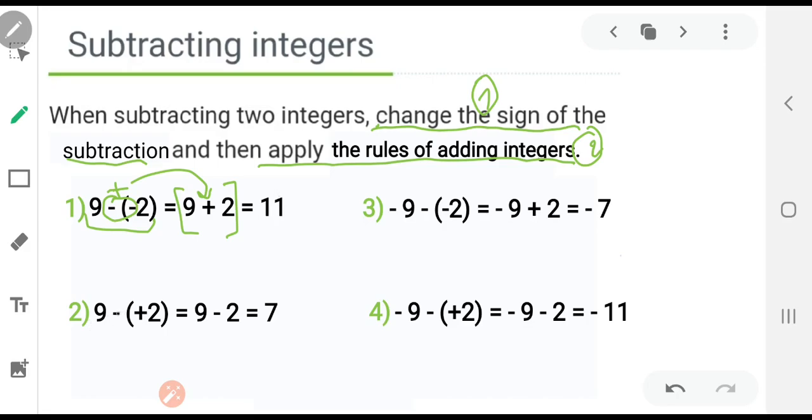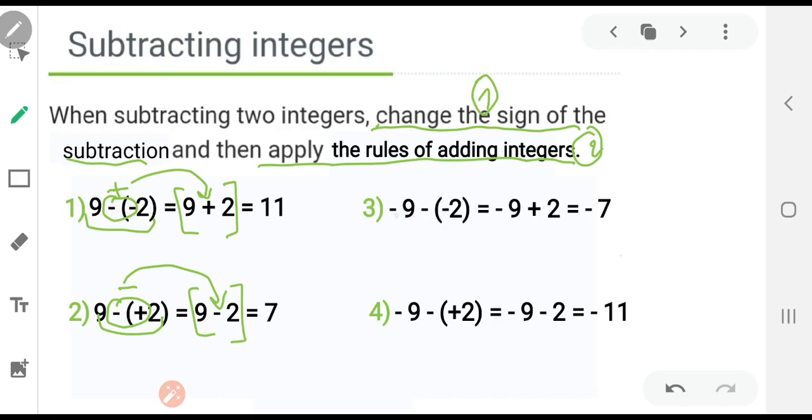Example 2. I have 9 minus plus 2. When you have a minus multiplied by a plus, they will be changed into a minus. So this one over here will be written as 9 minus 2. Now over here, apply the rules of adding integers. I have positive 9 and negative 2. These are two integers with two different signs, so I find the difference. 9 minus 2 is going to be a 7. Now which number is greater? Of course, it's the 9. What's the sign of the 9? It's a positive, so this one over here is a positive 7.